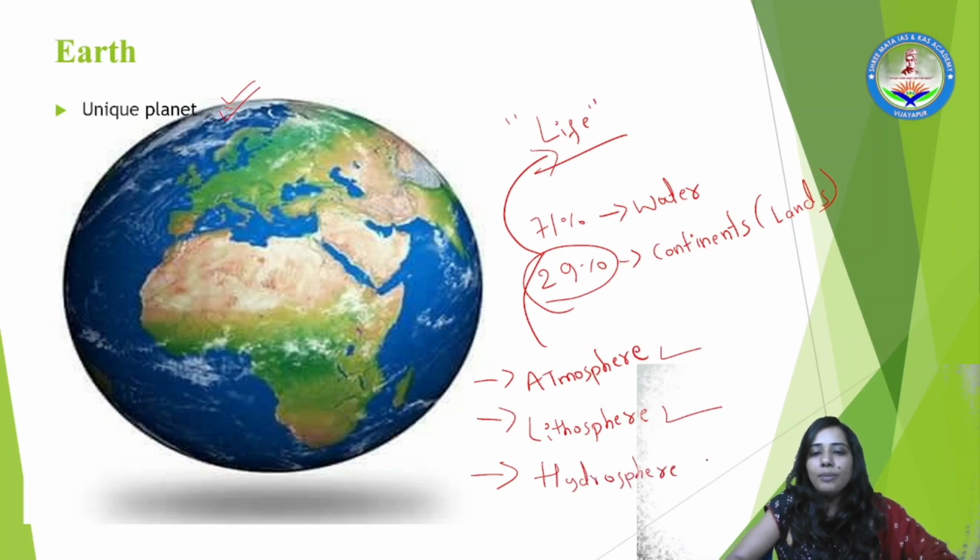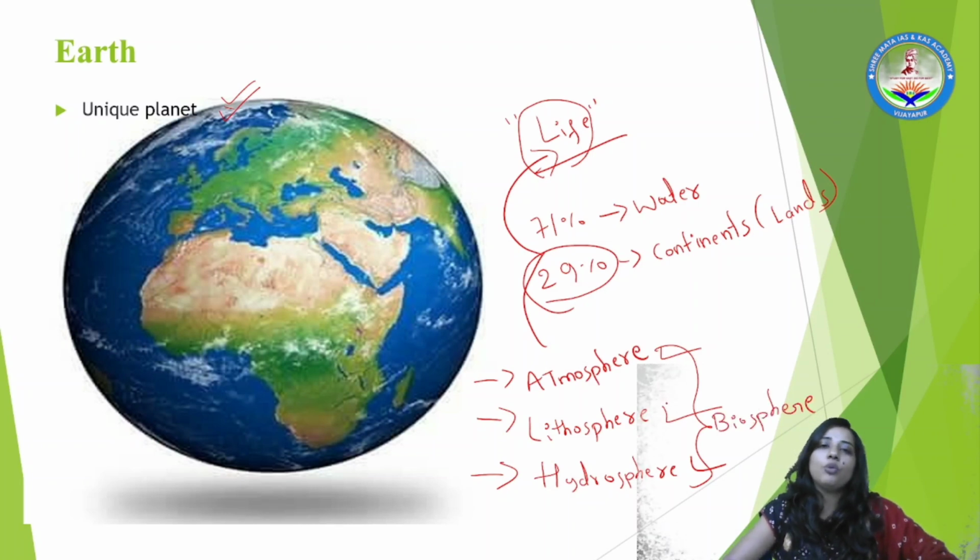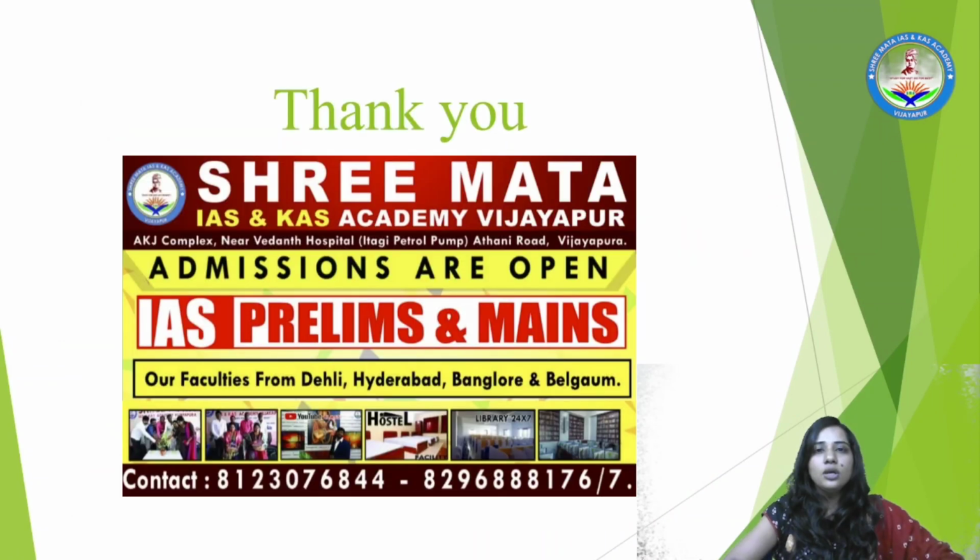Fine. One by one, in the next lessons, we will see what the atmosphere is, what the lithosphere is, and what the hydrosphere is. But you need to concentrate on this: the existence of life on the Earth is due to the atmosphere along with the lithosphere along with the hydrosphere. All 3 contributed to the formation of the biosphere, which makes life possible on the Earth. So this is one more lesson which covers various topics.